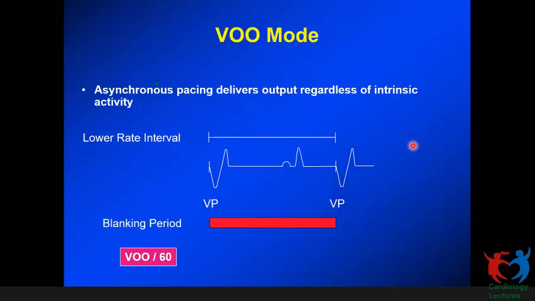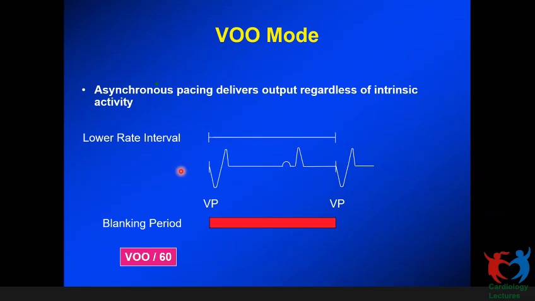Then coming to some of the single chamber modes, you all, I'm sure, are familiar with the VOO mode, which means the pacemaker will be pacing all the time, disregarding any intrinsic activity that's going on, because this mode does not sense at all. You typically use this when your pacemaker implanted patient may have to undergo a surgery where the surgeon is likely to use a cautery.